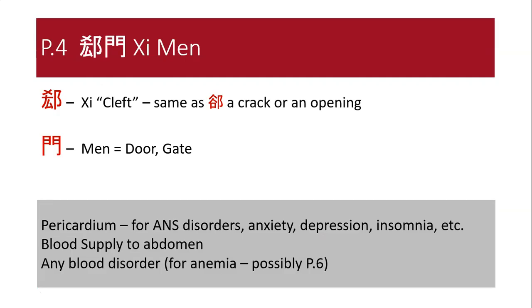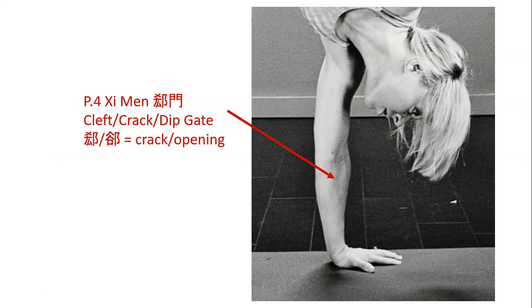And while we're on the arms, pericardium 4, this point is called Xi Men, as in a cleft, the door for the cracks. Okay, and this point is the main point in the pericardium. But let me just show you the location of it. So she's staying on one arm, and therefore you can really see pericardium 4 very clearly.